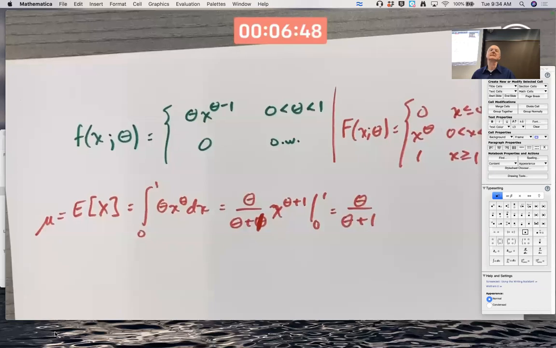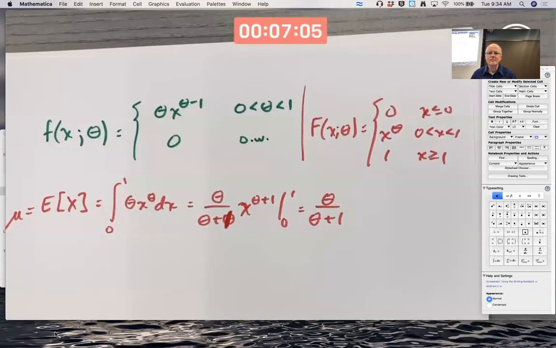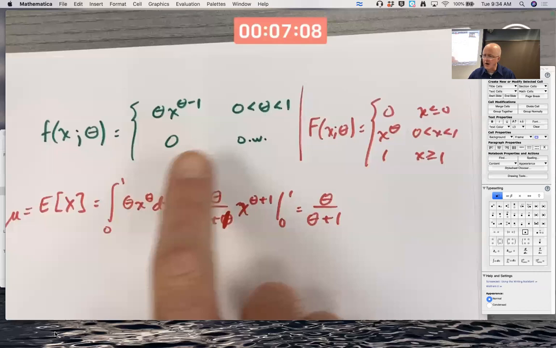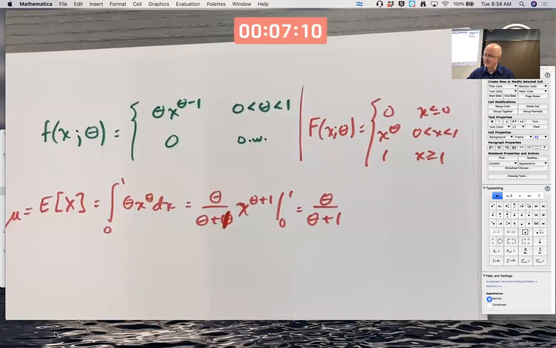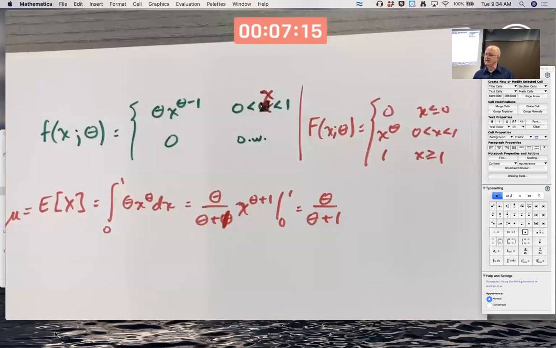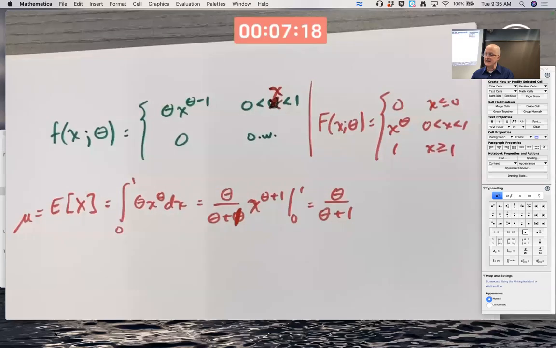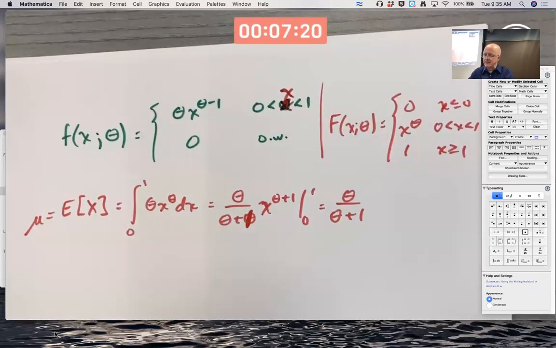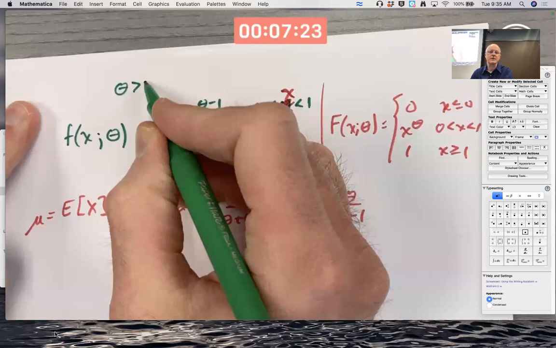What's the goal based on this? The goal is to use method of moments and maximum likelihood to find estimators for theta. Question: why is that one theta in the PDF and then the CDF is x, between 0 and 1? Oh, mistake. Sorry. That should be an x. Theta can't be negative. Theta does have to be positive, but that's the only restriction on theta.